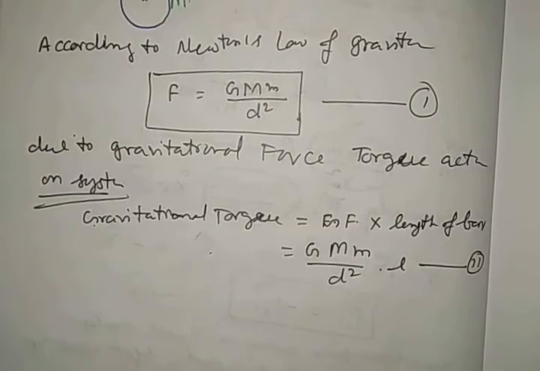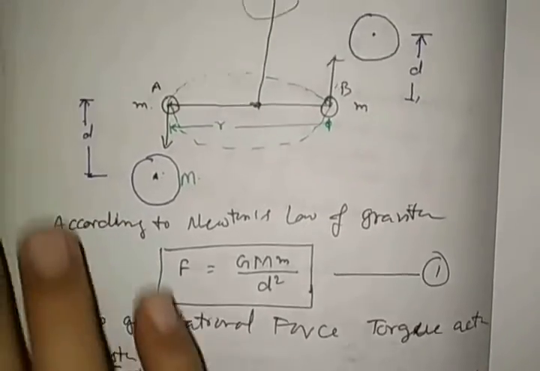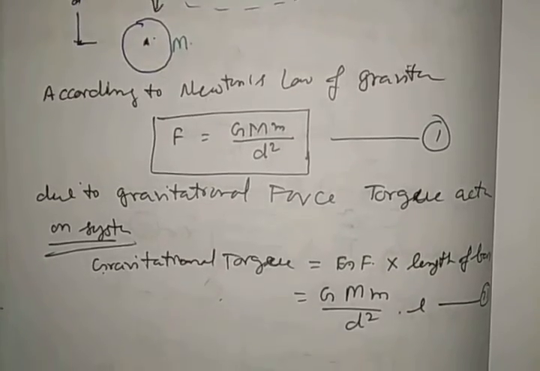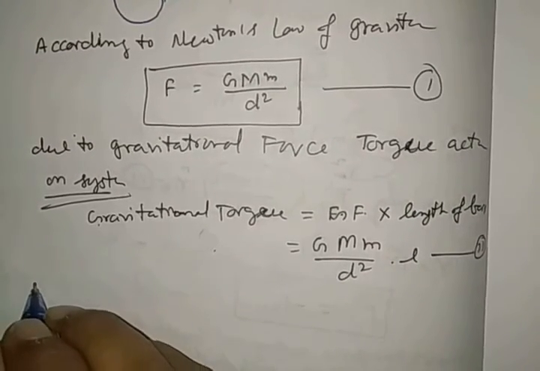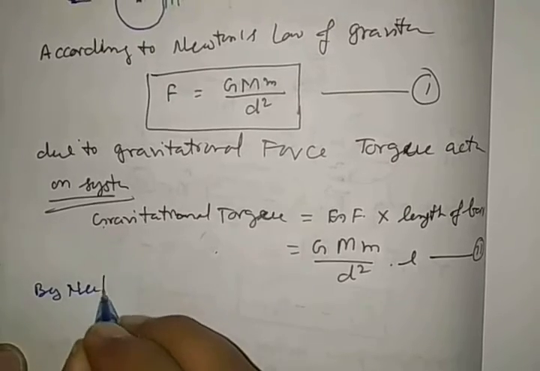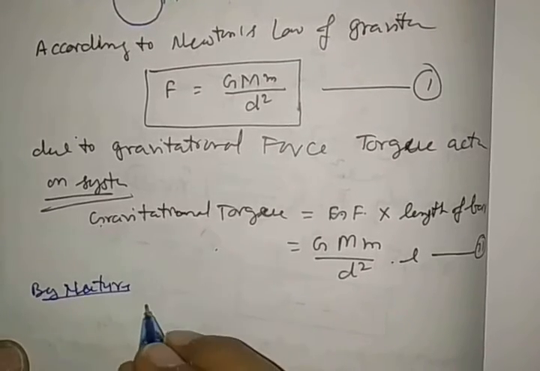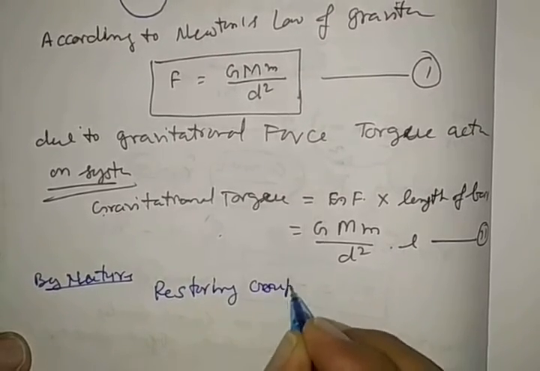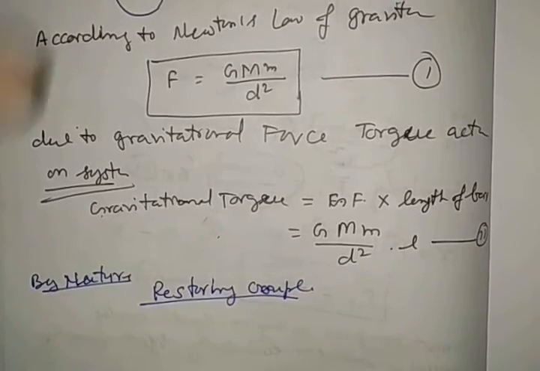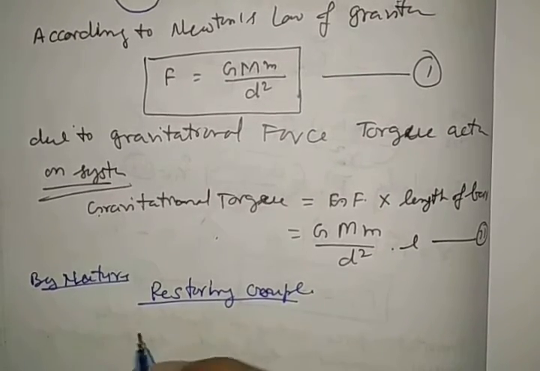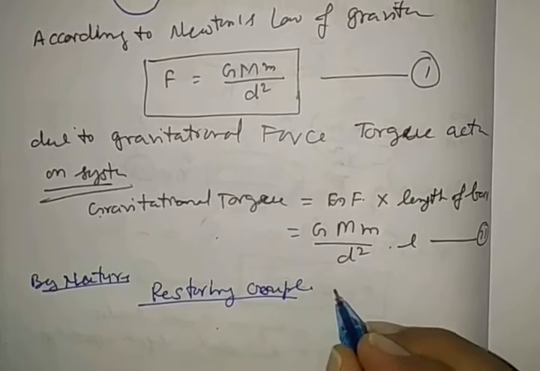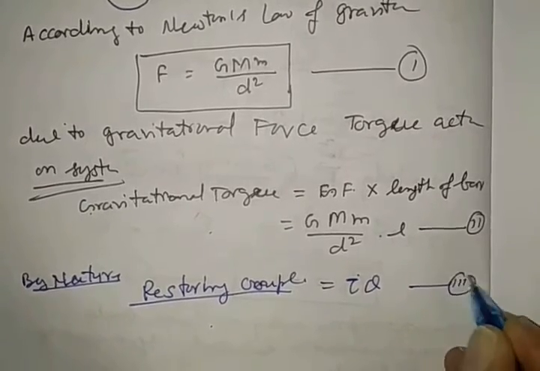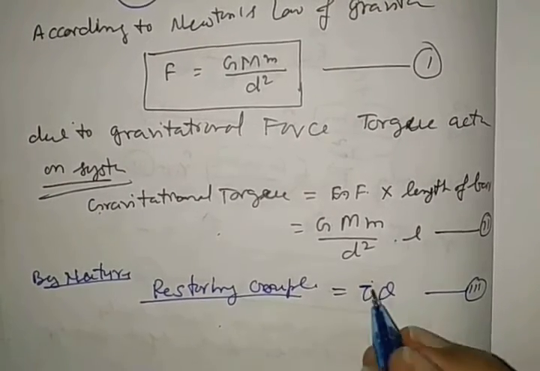Right? When it rotates, there is a restoring couple in this, which opposes the rotation by nature. Restoring couple, whose tendency is to oppose the rotation, is given by τθ. This is equation number 3. What is a restoring couple?